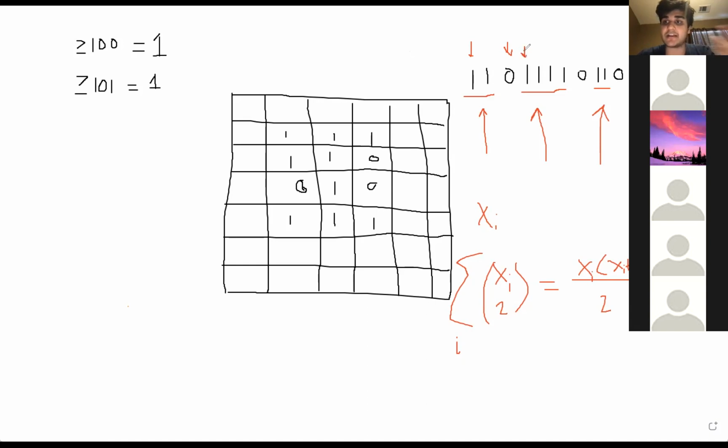until it's a 1, and then I can reset my current run, and I don't add it to the answer yet. I'll only add it if I hit a 0, right? Because that means I've ended a run. So now I have 1, and then 2, and then 3, and then 4. I hit a 0. Let me add the math to my run.